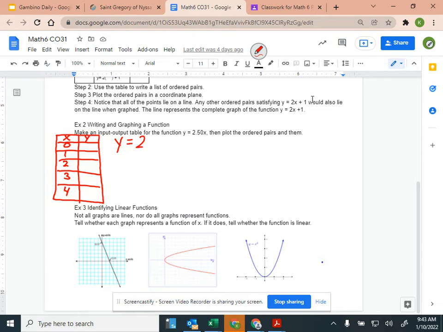Our function is y equals 2.50x. So we need to find what our output is going to be. What do I do first? If I know my x is 0, how do I find the y that goes with it? Tristan? If I know my x is 0, what do I do with the x to find the y? What do I have to do? I have to put it into my function. So I would say y equals 2.50 times the x of 0. What is 2.50 times 0? Brielle? It's going to be 0. So I'll put a 0 in for that y.